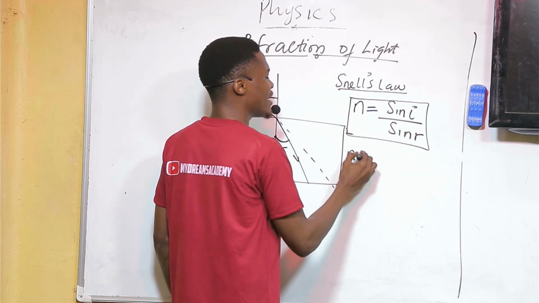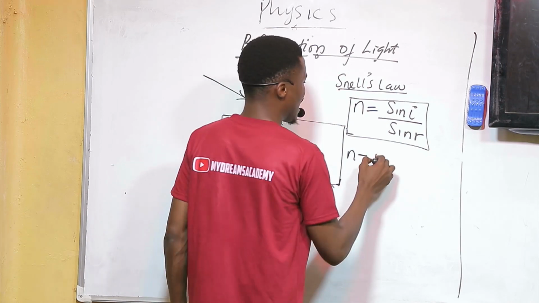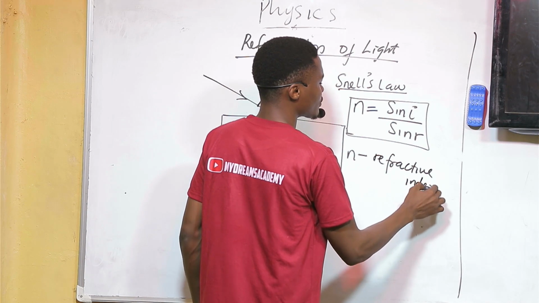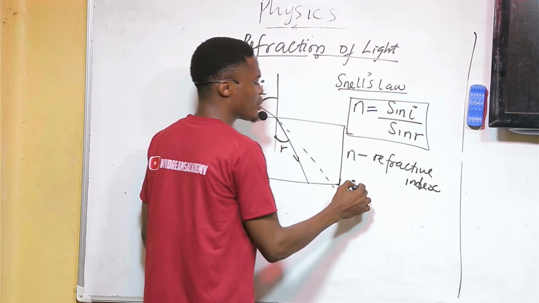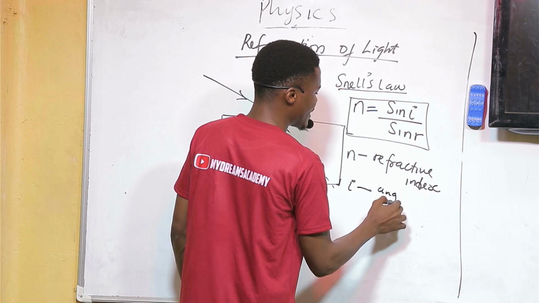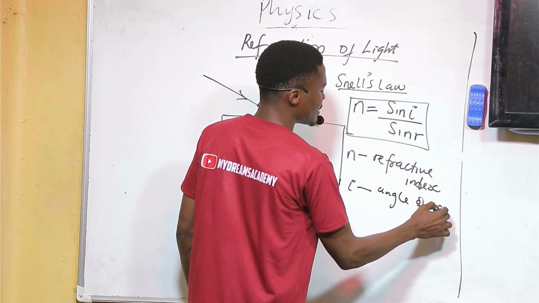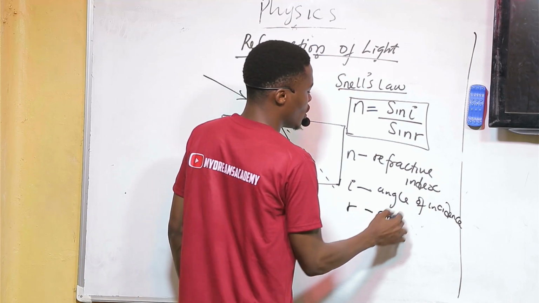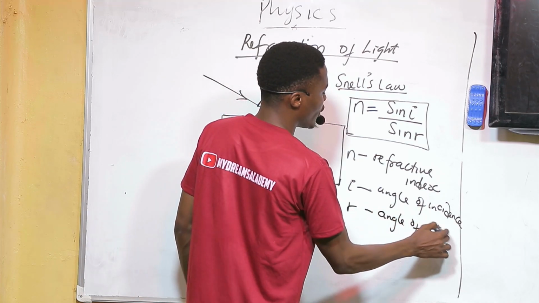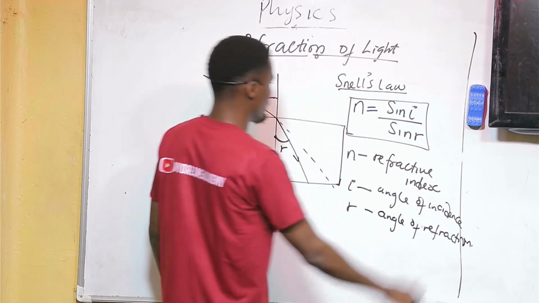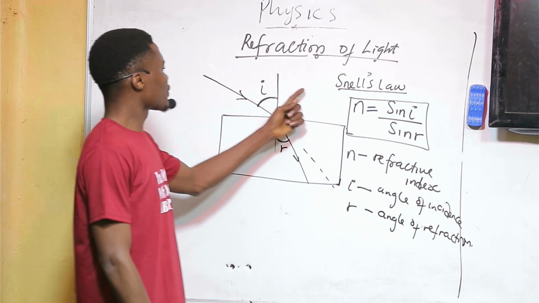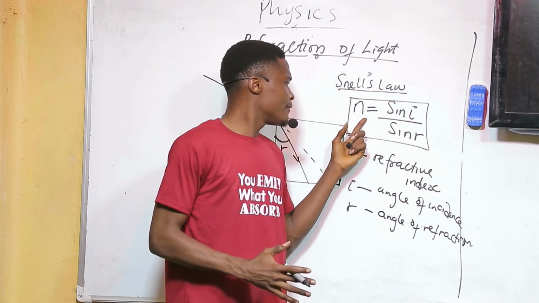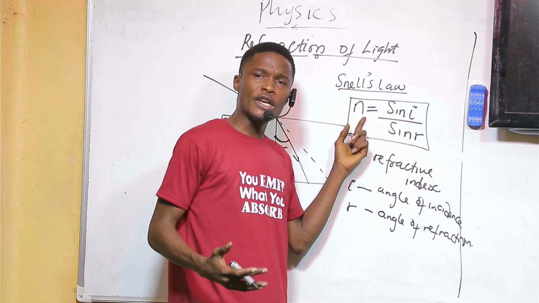In this formula, n represents a constant we call refractive index. i represents what we call the angle of incidence, and then of course r is your angle of refraction. So that is that about Snell's law. We are going to be using this Snell's law very extensively to solve questions.